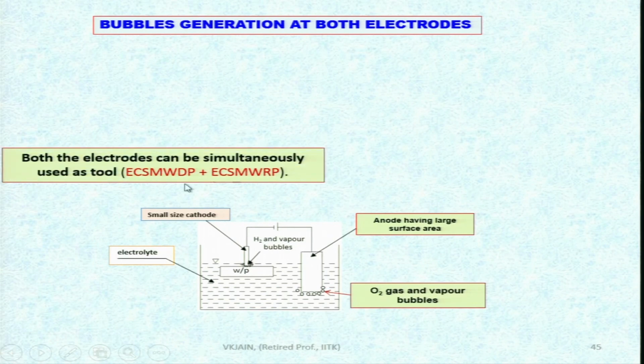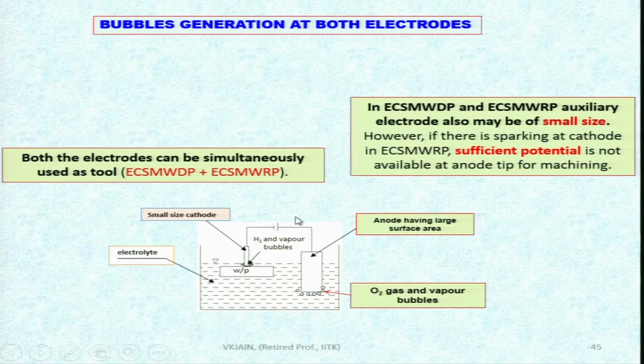Both the electrodes can be simultaneously used as tool. Electrochemical spark machining with direct polarity, dP stands for direct polarity and Rp stands for reverse polarity. In ECSM with dP and Rp, the auxiliary electrode also may be of small size. Here it is shown larger size, but both can be of the small size.